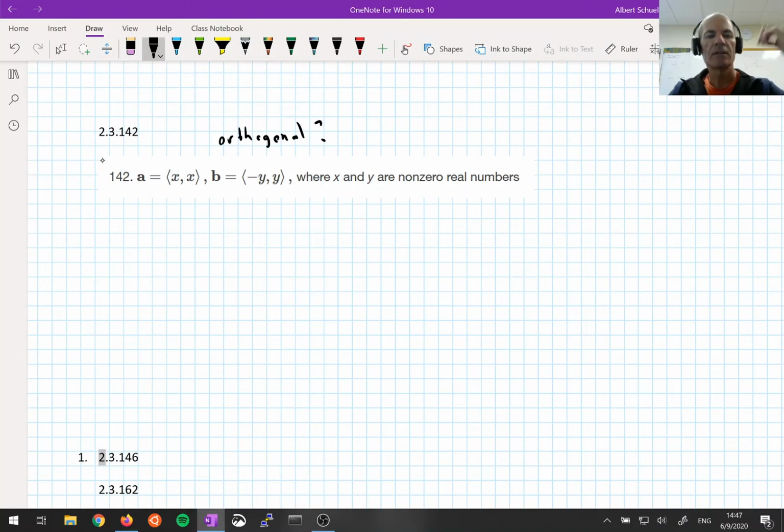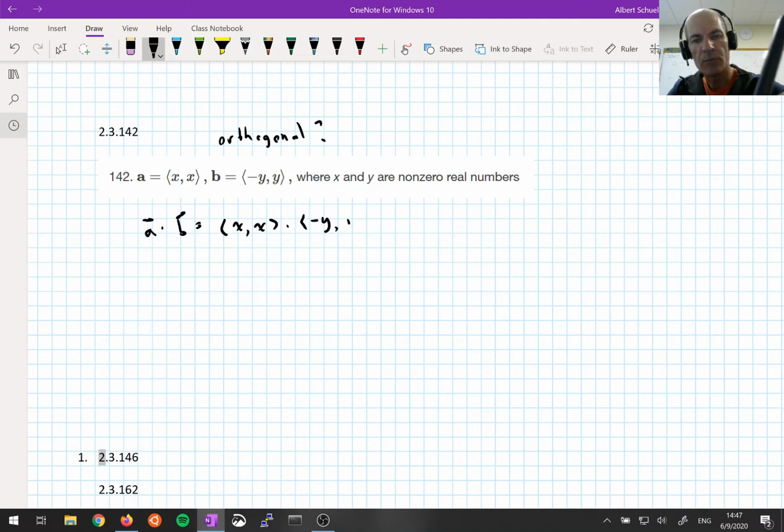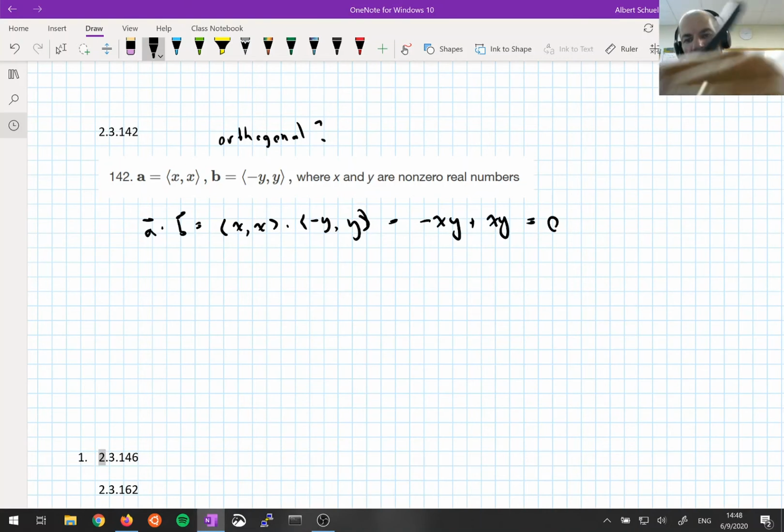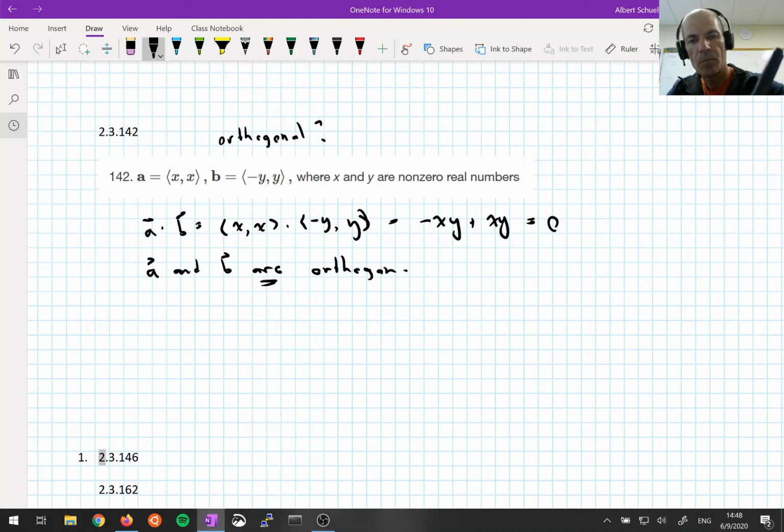Are they orthogonal? Let's look at A dotted with B, A being x comma x, and B being -y comma y. The dot product is -xy plus xy, which simplifies to 0. So in fact, A and B are orthogonal. Dot product, you gotta love it.